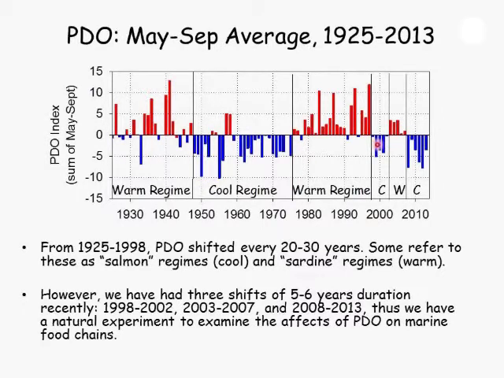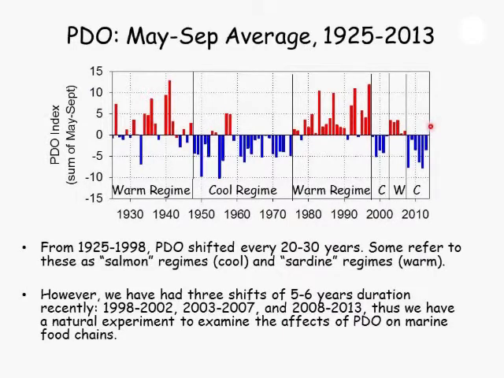Now right here, I published a paper with Frank Schwing declaring that the PDO had gone to a negative phase and would be in that phase for 20 or 30 years. Well, we were wrong, but that's how it goes. But the other thing about the PDO, what's really odd and really troubling, is that it used to persist for 20 or 30 years in these phases. Now it's gone 5 years cold phase, 5 years warm phase. Now we're 6 years cold phase, and it's going warm phase right now.